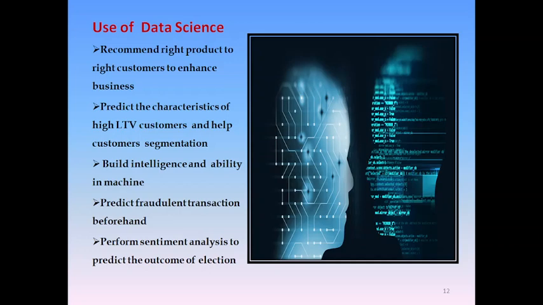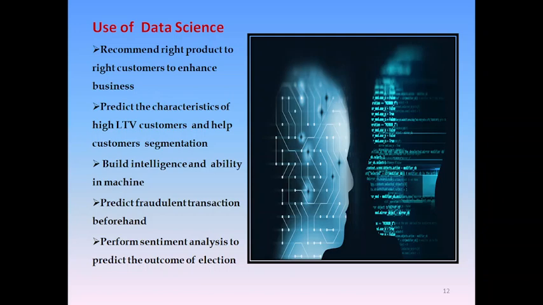What is the use of data science? As we know, data science is used in different fields in different manners. Data science provides the following benefits: recommending the right product to the right customer to enhance the business. With the help of data science, we decide the right product for the right customer with the help of the customer's previous search history.